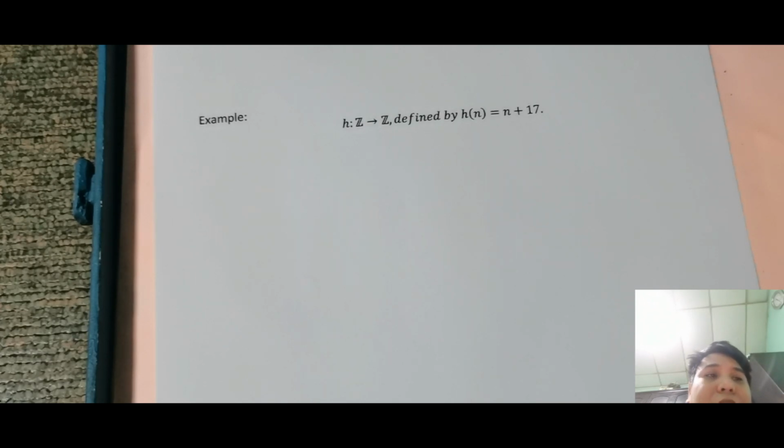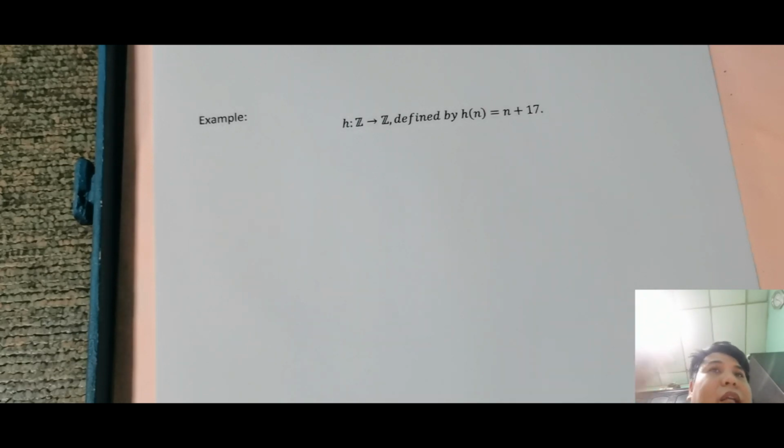Okay? Next, obviously, siya ay onto. Bakit? Ang mangyari lang sa kanya is y is equal to x plus 17. So, x is equal to y minus 17. So, any integer minus 17 is always an integer. Therefore, onto pa rin siya. Since 1 to 1 siya at the same time onto, therefore, siya ay 1 to 1 correspondence. So, no need nang i-show.